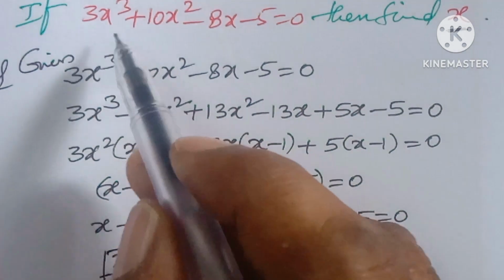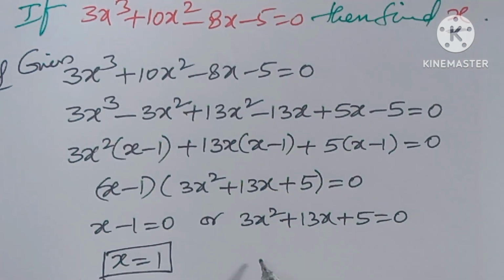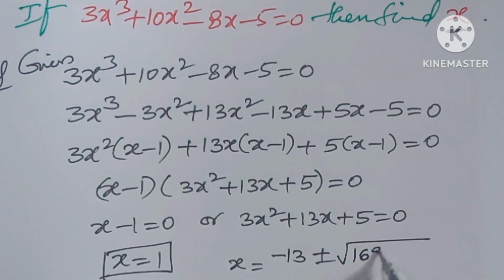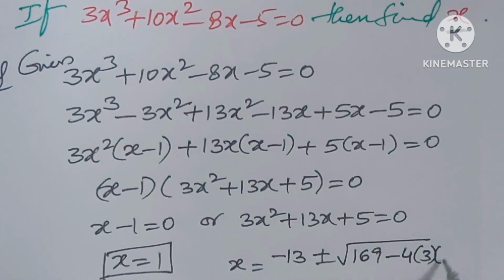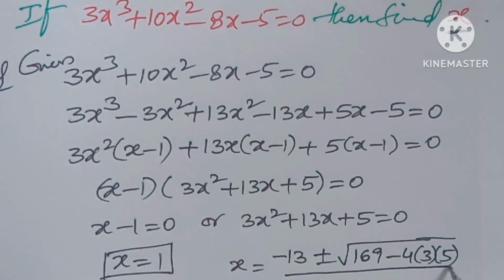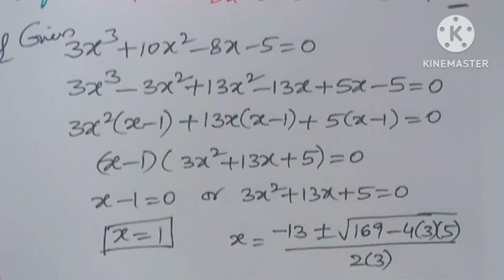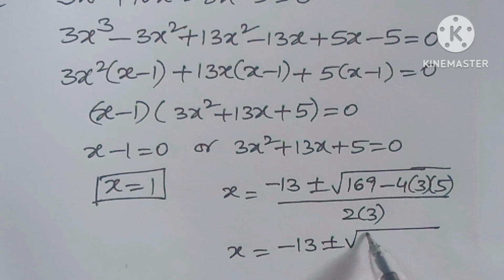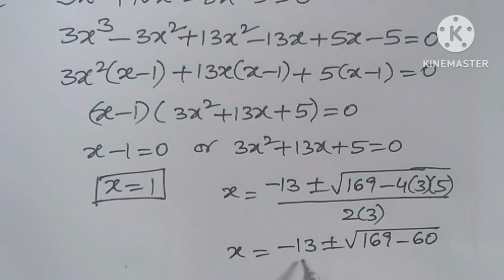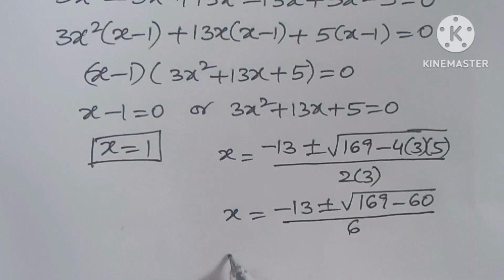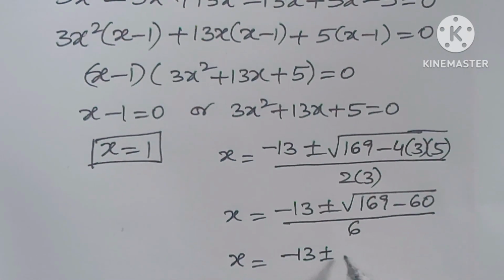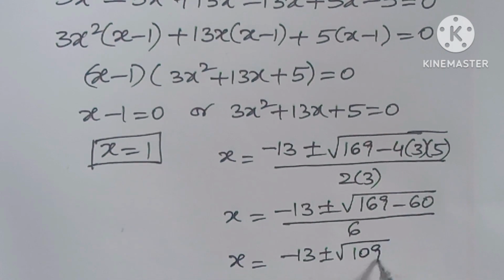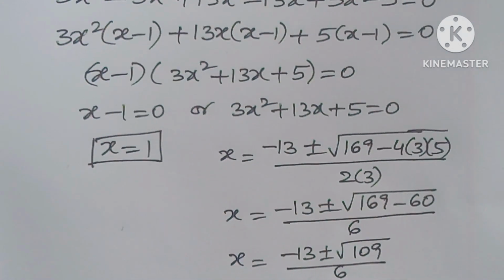Total we want 3 values, degree 3. So here we are applying the formula: x is equal to minus b plus or minus root of b square 169 minus 4 into a into c, by 2a, 2 into 3. So x is equal to minus 13 plus or minus root of 169 minus 60 by 6. So x value is minus 13 plus or minus root 109 by 6.